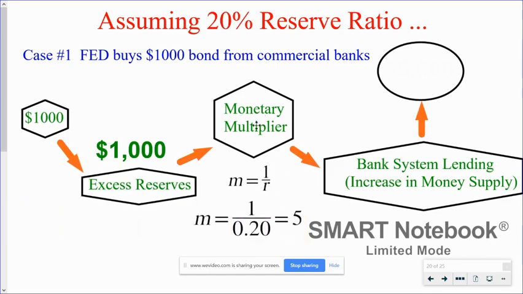The concept of the monetary multiplier is not a single bank. It is as it ripples through the entire banking system as loans are sold and people come in and borrow more money. So in this particular case, this $1,000, since it's all excess reserves, gets the full monetary multiplier, and in theory, that is how much new money is being created.